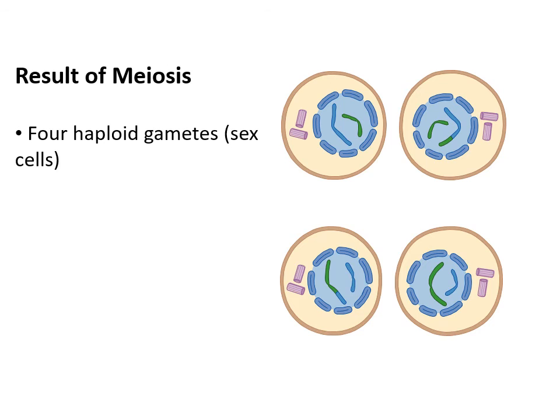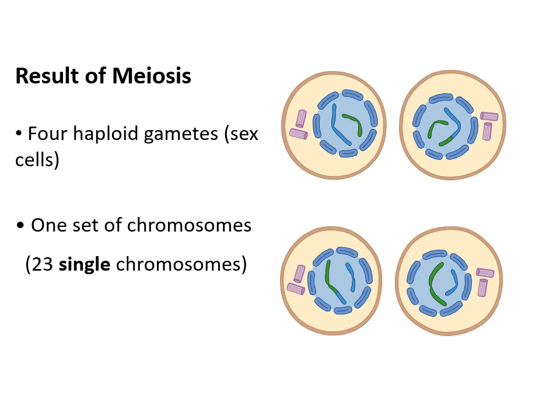So the result of meiosis gives you 4 haploid cells. We call these gametes or sex cells. 1 set of chromosomes is found in each cell. And so for humans, it would be 23 single chromosomes. They're not paired anymore. So let's say the big one was called chromosome number 1. There's 1 version of chromosome number 1 here. This cell gets a version of chromosome number 1, this cell gets a version of chromosome number 1, and this cell gets a version of chromosome number 1.